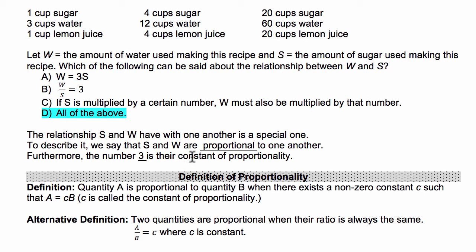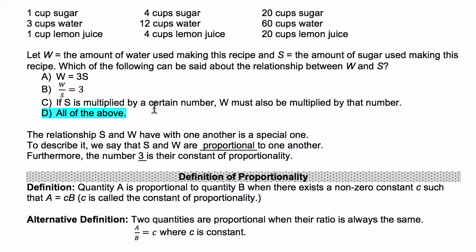Let's formalize what we mean by proportional. Variable quantity A is proportional to variable quantity B when there exists a non-zero constant C such that A equals C times B. In this case, C is called the constant of proportionality. Note that is exactly the relationship that W and S have in the example above. The variable quantity W always equals 3 times the variable quantity S. Thus, W and S are proportional with constant of proportionality 3.